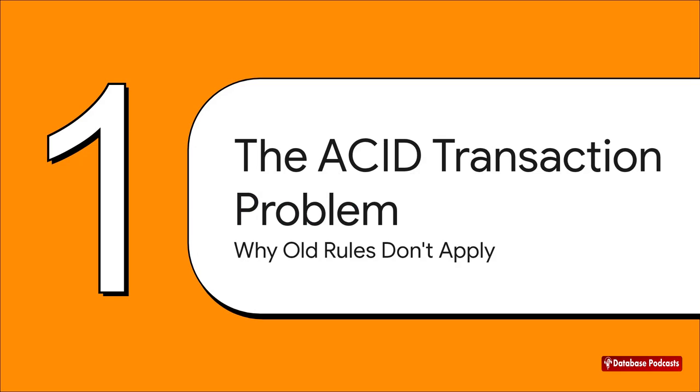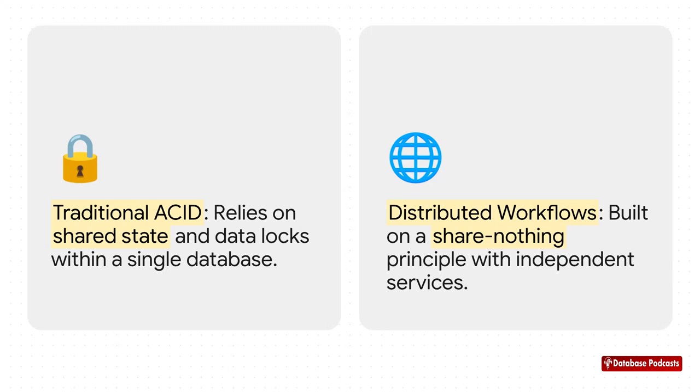Okay, so before we can really get to the solution, we've got to understand the problem. Why exactly does the classic, battle-tested ACID transaction model just fall apart when we move to a microservice architecture? Well, it all comes down to a fundamental conflict in how these two things are designed to work. At its core, it's really a clash of assumptions. Look over on the left. Traditional transactions depend on locking shared data inside one database. It's a very tightly controlled process.